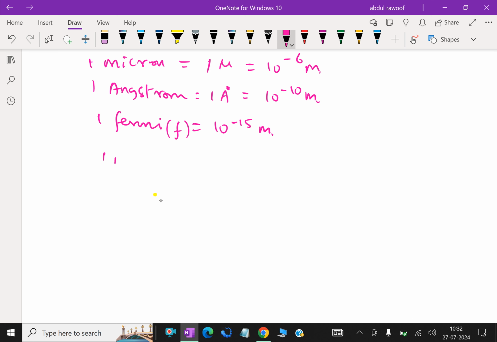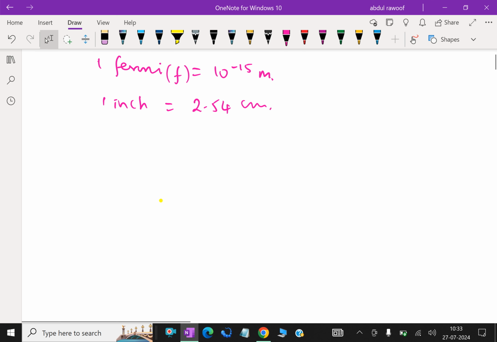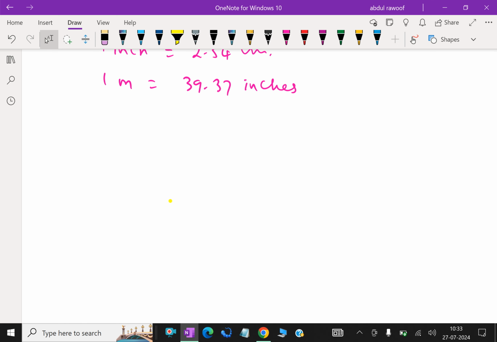1 inch is 2.54 centimeter. 1 meter is approximately 39.37 inches. Further, 1 meter is 3.281 feet.